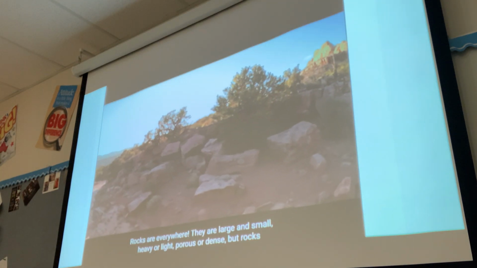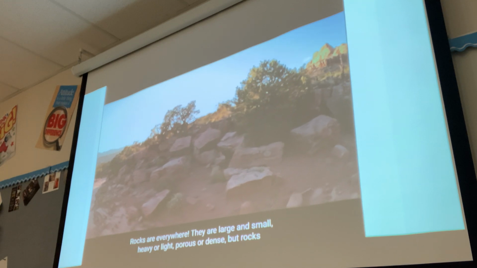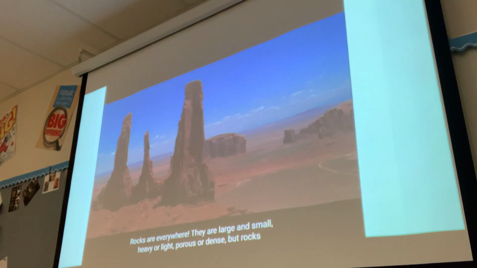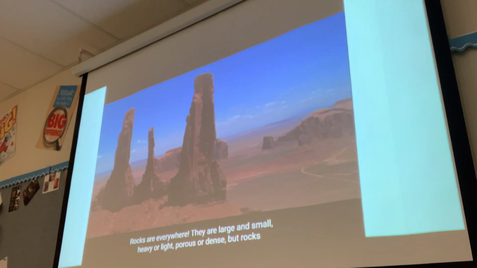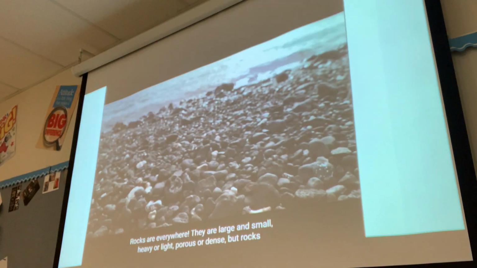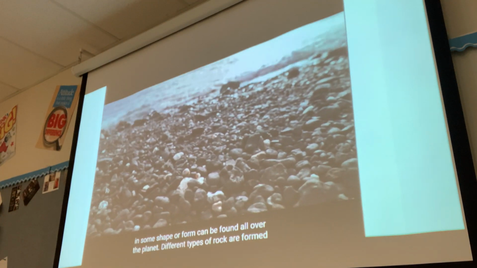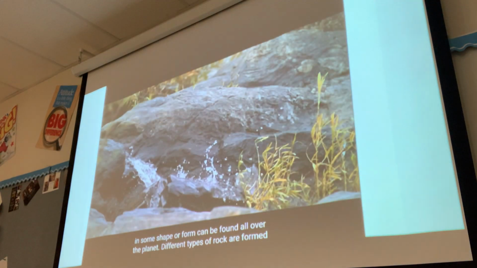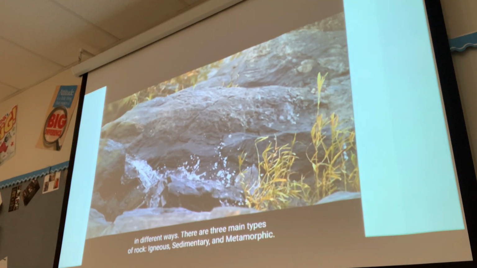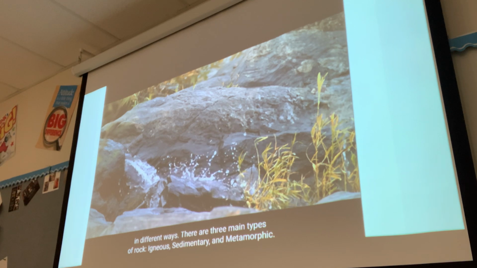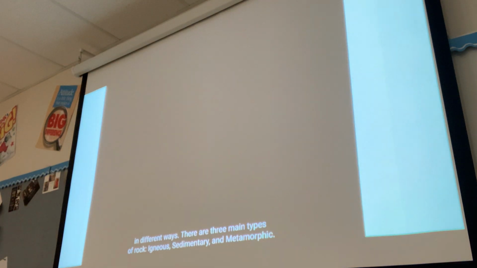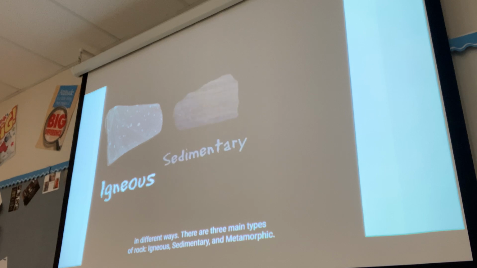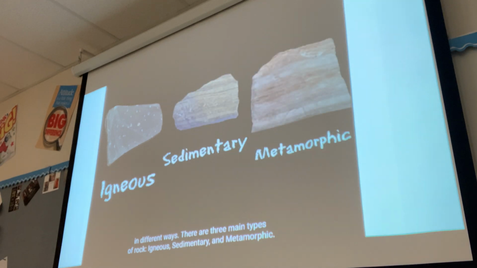Rocks are everywhere. They are large and small, heavy or light, porous or dense. But rocks in some shape or form can be found all over the planet. Different types of rocks are formed in different ways. There are three main types of rock: igneous, sedimentary, and metamorphic.